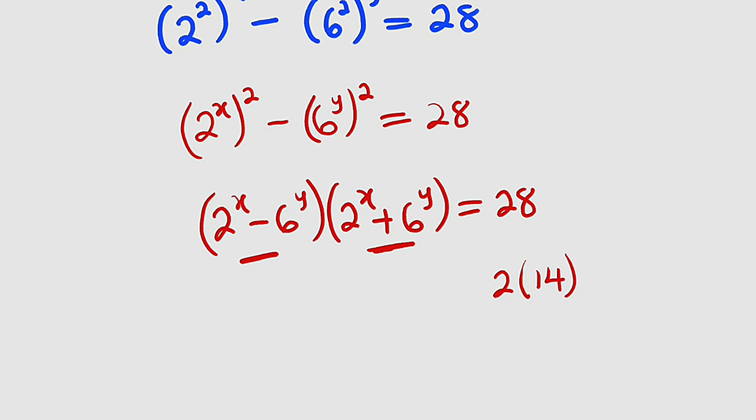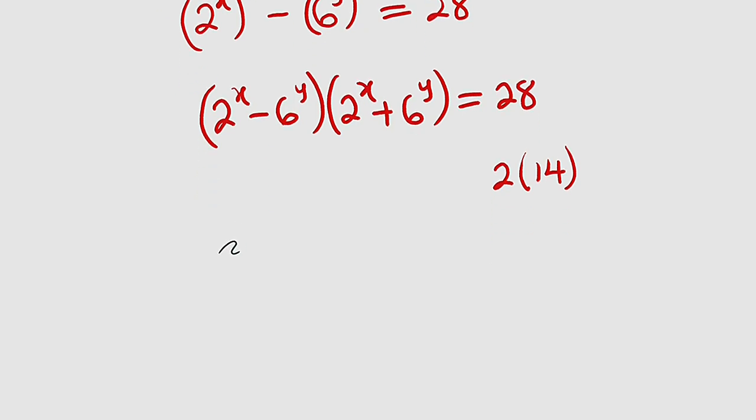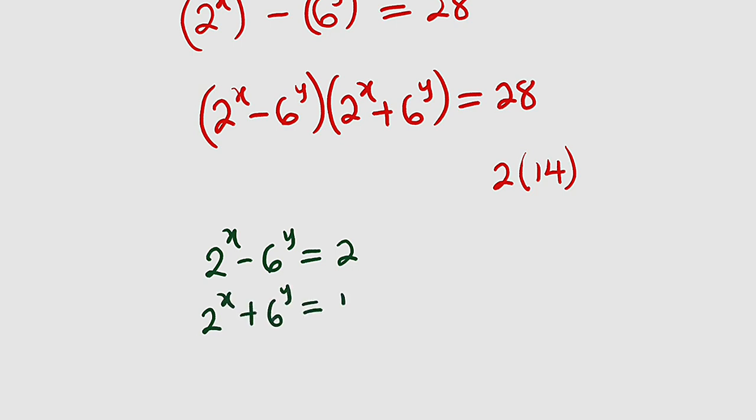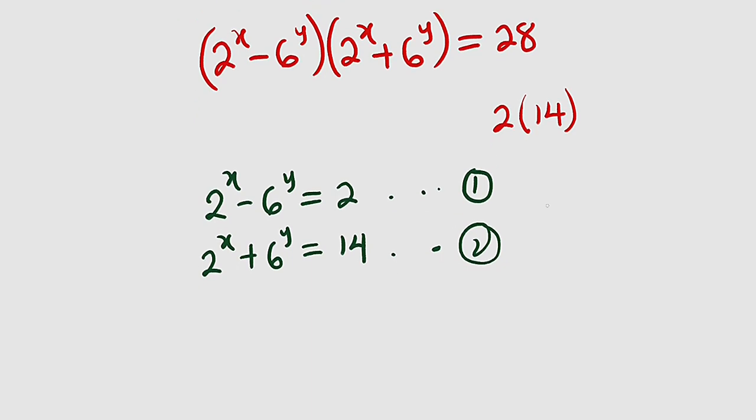Hence, we conclude that this is equal to 2, while this is equal to 14. So we have 2 to the power of x minus 6 to the power of y equal to 2, and 2 to the power of x plus 6 to the power of y equal to 14. This is equation 1, and this is equation 2. Now, I would like to add these two equations together. Let's add them.